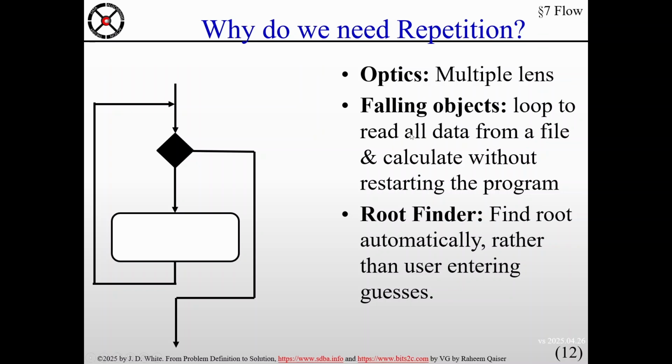We have a lot of data. We would like to read all the data from a file and calculate without having to start the program again and again. For the root finder, having to type in XS, XB all the time, the computer can do that. It can slowly narrow in and find the root, rather than the user adding more and more guesses, getting closer and closer. That's why we need repetition.